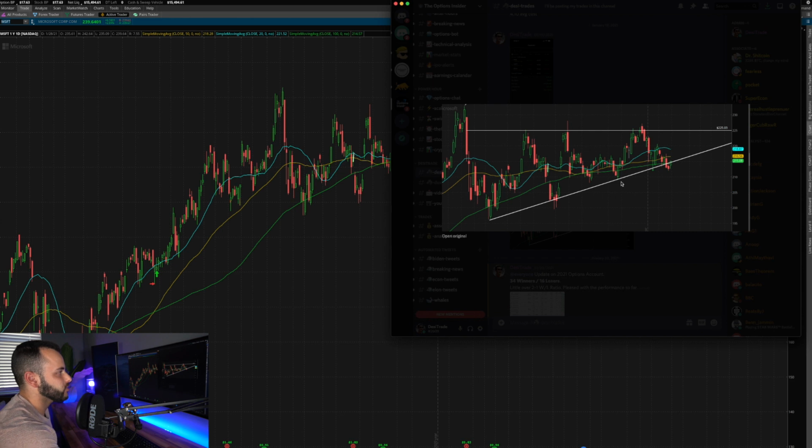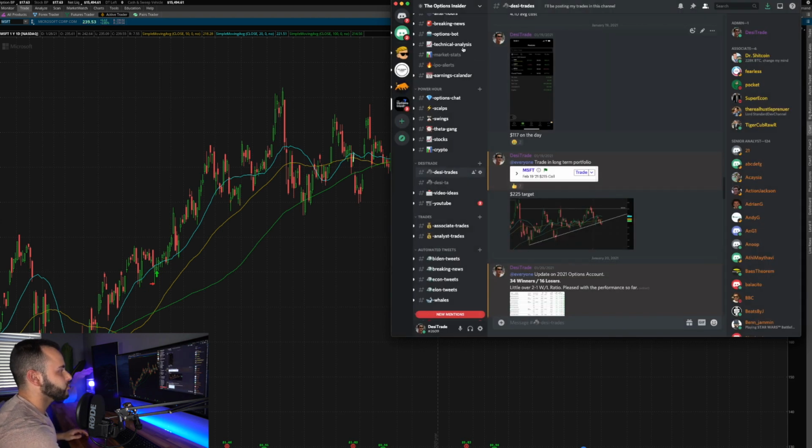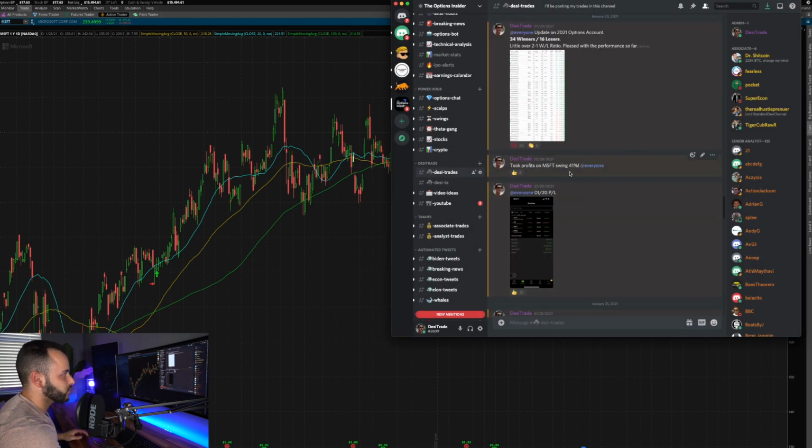We had this nice uptrend. We're at the 100-day moving average, which again, like I said, I really like finding trades on the 100-day. And I wanted to see if we could, for a third time, bounce at this nice trend line. So that was the technical analysis I shared with the group, and we closed that trade for 41%.